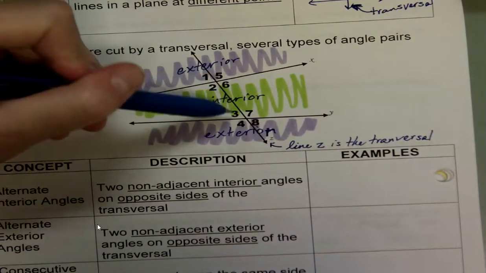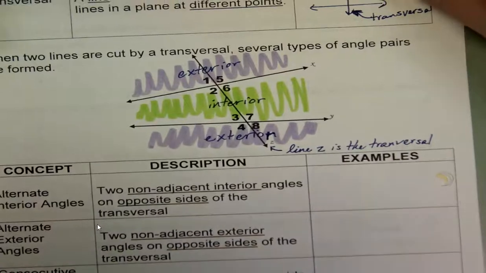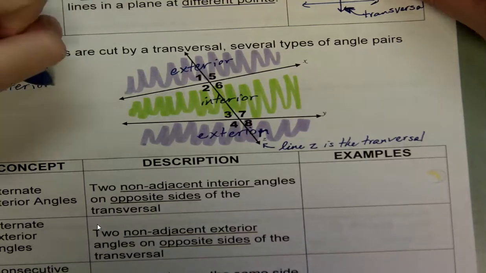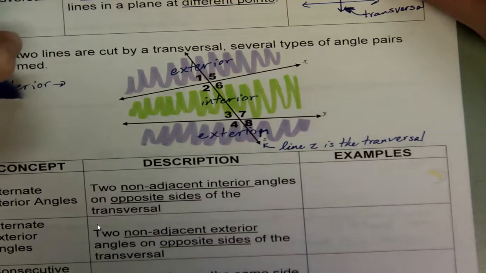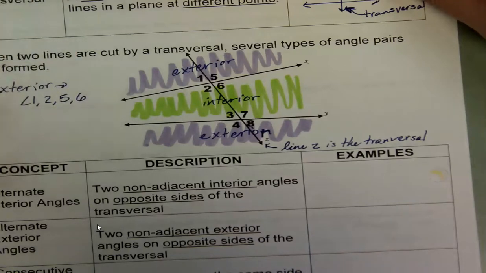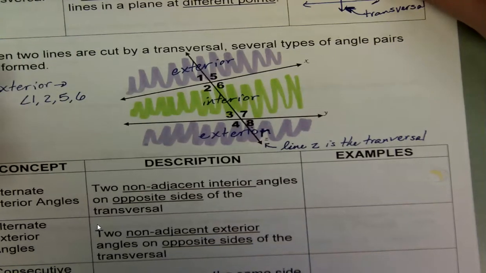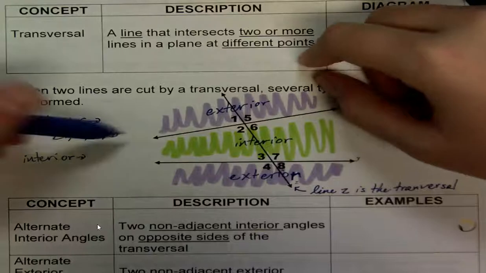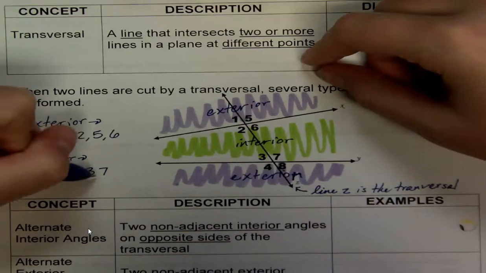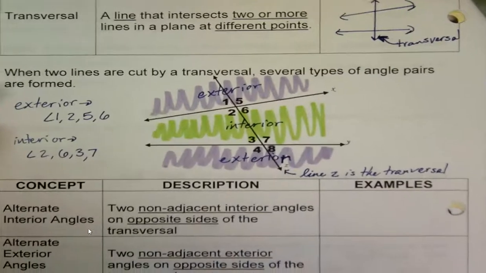So angles 2, 6, 3, and 7 are on the interior, and then the exterior are angles 1, 2, 5, 6. Okay, so these are the exterior angles. The interior angles are angles 2, angle 6, angle 3, and angle 7.